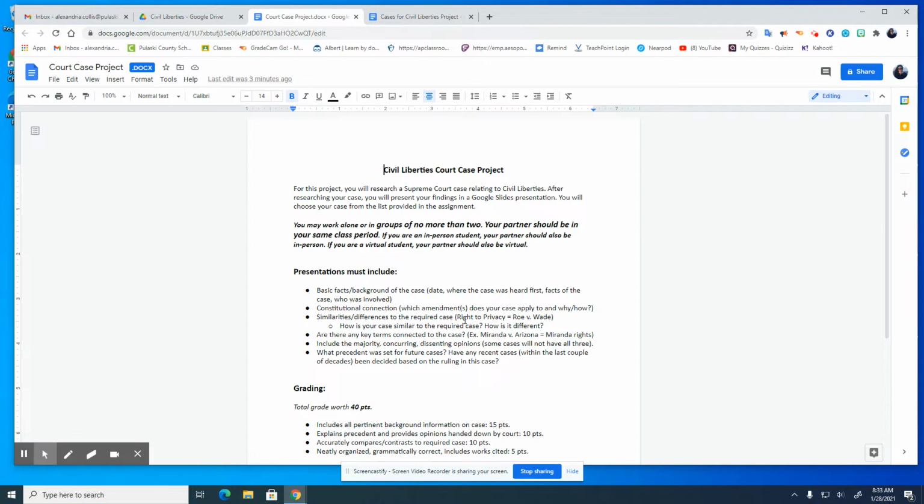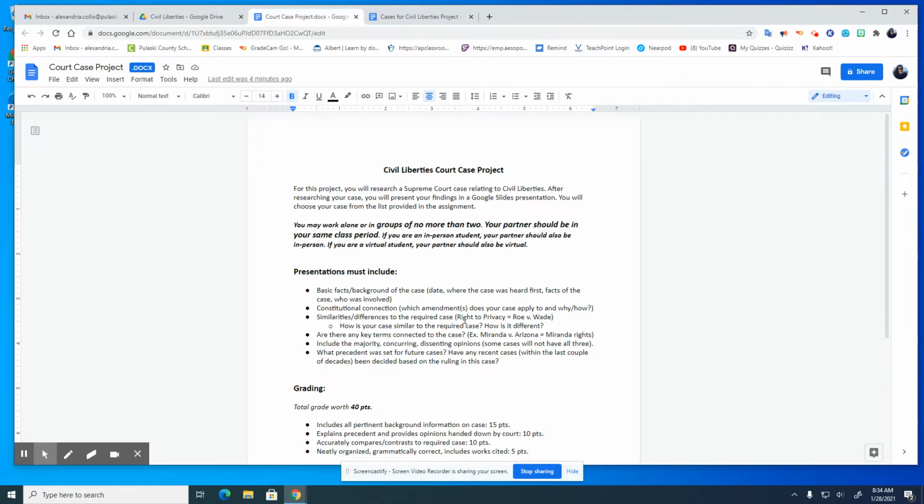So your presentations need to include the basic facts or background of the case that you are researching. So the date of the case, where the case was first heard. So maybe it was heard in a district court, maybe it was heard in a state court. The facts of the case. So what happened? How did this unfold? Who was involved? Okay, so for example, in Wisconsin v. Yoder, you're going to have the state of Wisconsin and the school district versus the parents of the students that are involved. Then I want to know the constitutional connection. So which amendment does your case apply to, and why or how does it apply to that amendment?